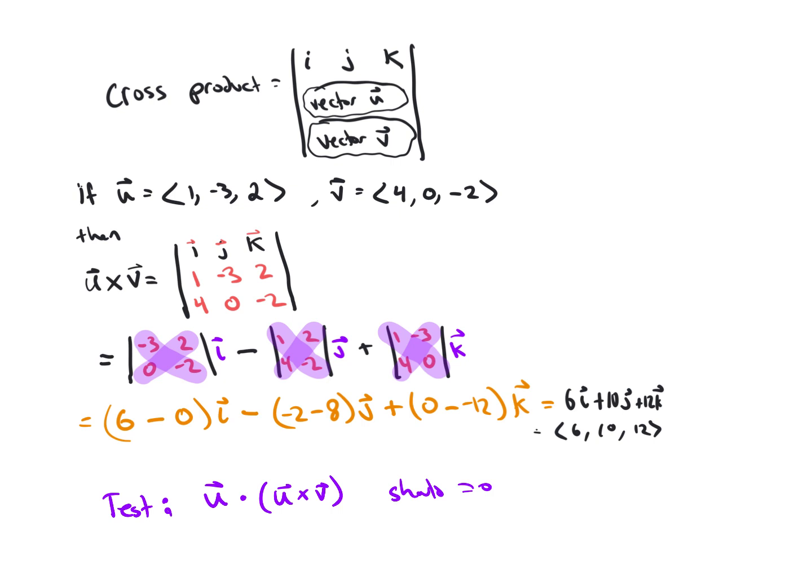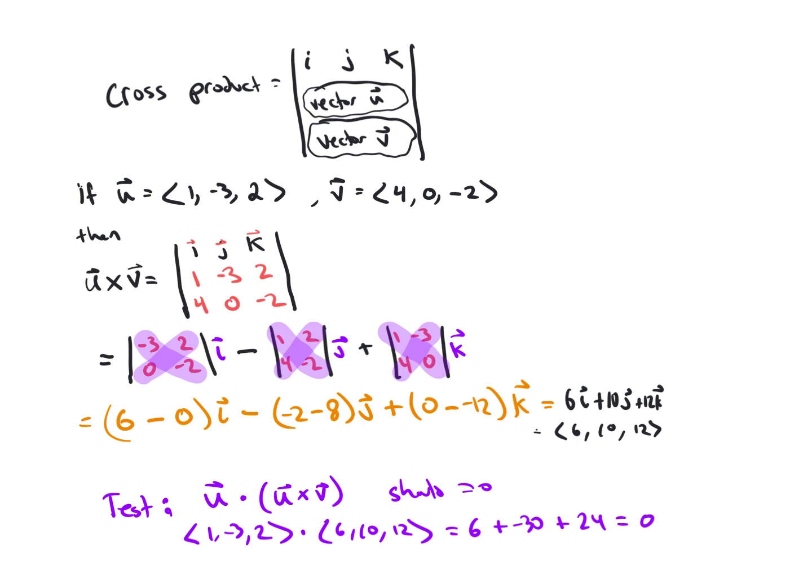So let's test it out. That would be 1, negative 3, 2, dot with my 6, 10, 12, which equals 6 plus negative 30 plus 24, which equals 0. And therefore those two are perpendicular. We could do the same with v and the cross product. We would see they are also perpendicular.